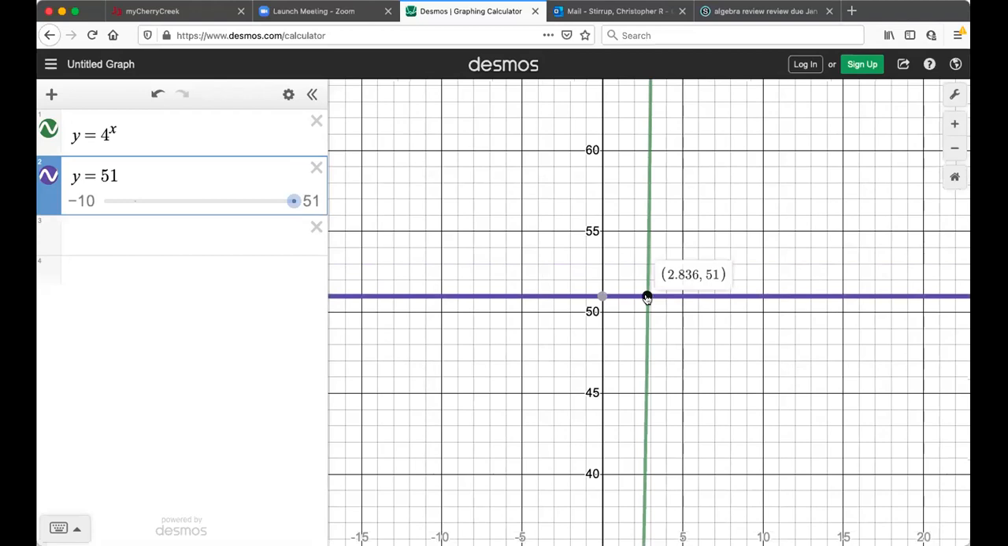We're only concerned about the x value. So the answer to number 15 is 2.836. You do not need to put the y component because there wasn't a y component in the original.